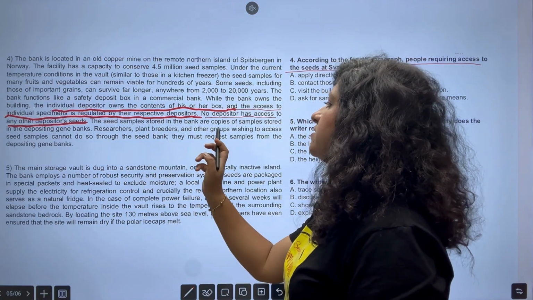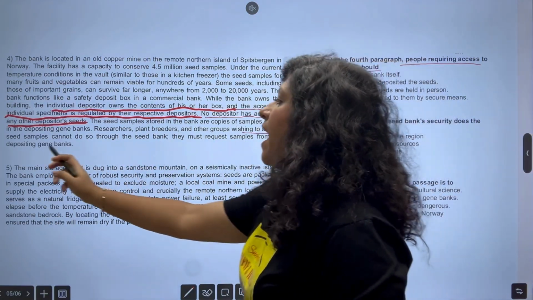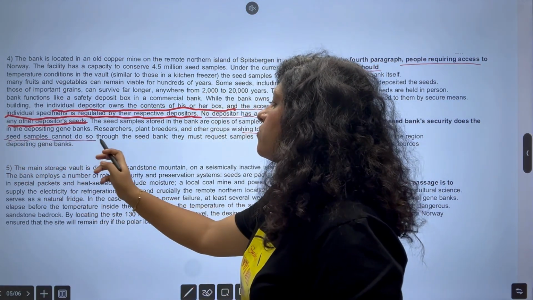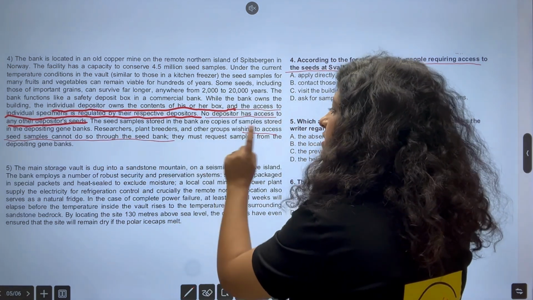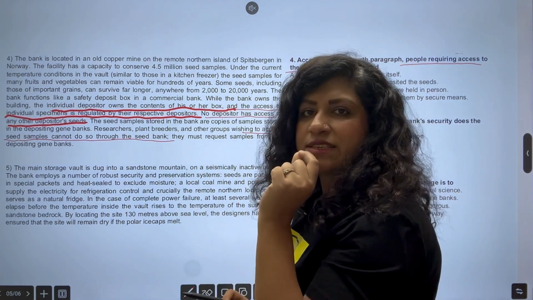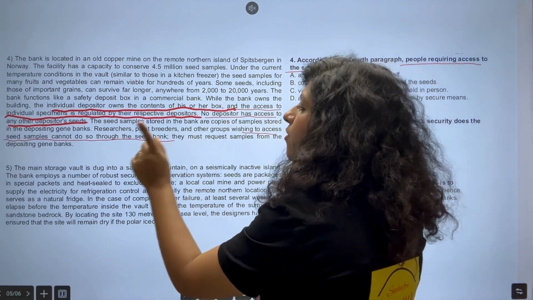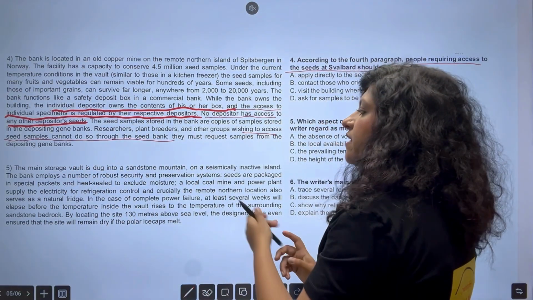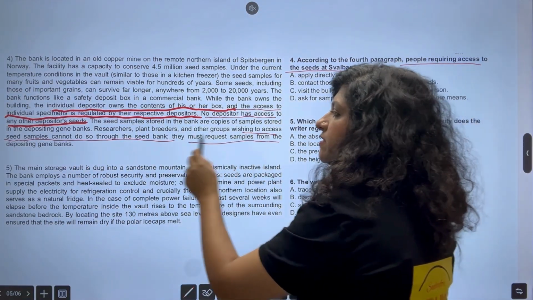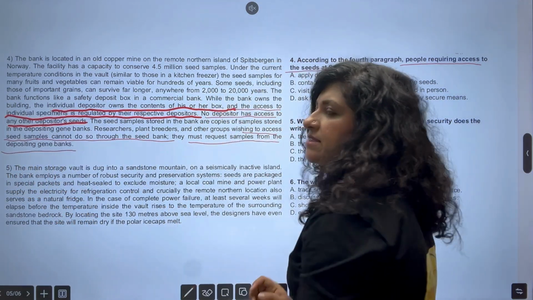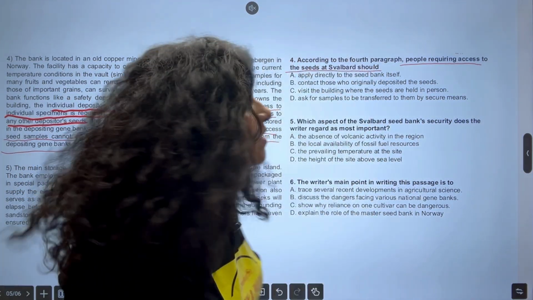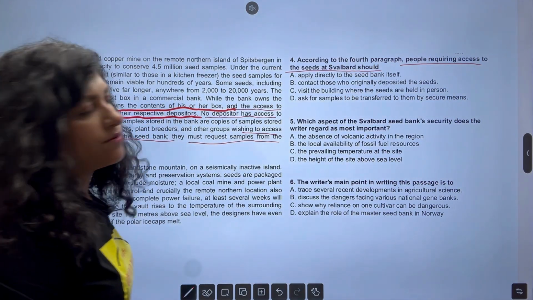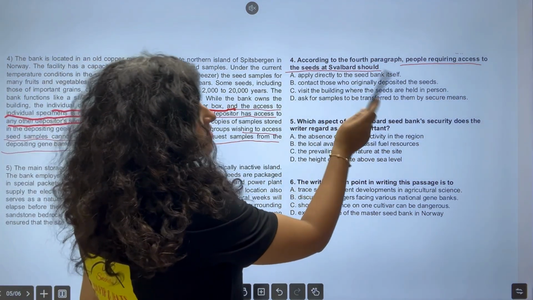Researchers, plant breeders, and other groups wishing to access seed samples cannot do so through the seed bank. That means researchers, plant breeders, and other groups, if they want to access the seed, they cannot do it only through the seed bank. They must request samples from the depositing gene banks. So depositing gene banks should be contacted. Now look at the options for question number 4. A says apply directly to the seed bank.